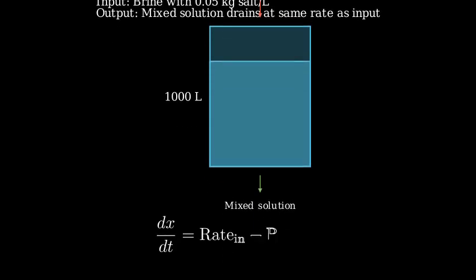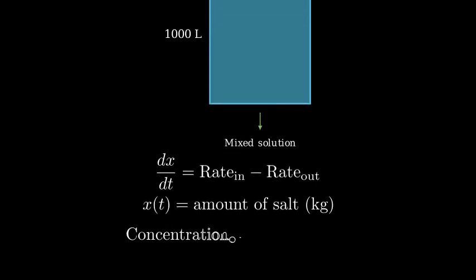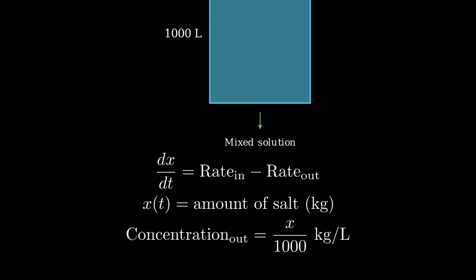The rate of change of salt is equal to the rate salt flows in minus the rate salt flows out. Let's call the amount of salt in the tank at time t x of t kilograms. The concentration of salt in the output is x divided by 1,000 kilograms per liter, since the volume is constant at 1,000 liters. Now, let's write our complete differential equation.